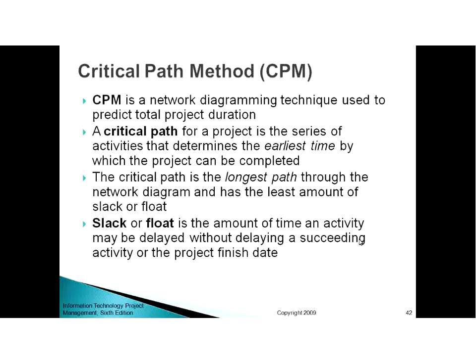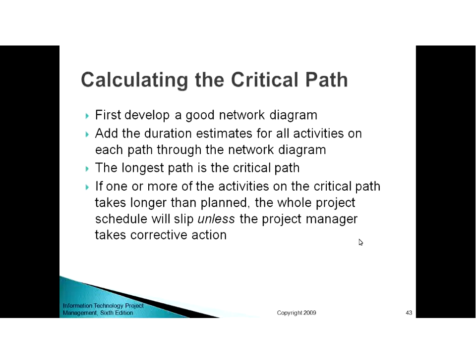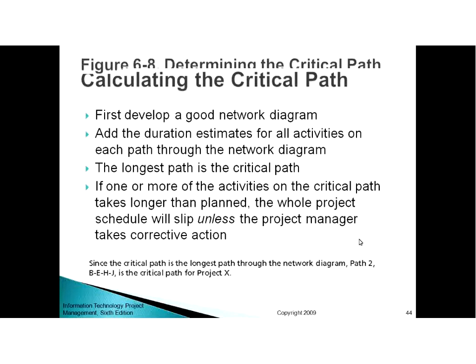Float is the amount of time the activity can be delayed without delaying the succeeding activity or the project finish date. Now how do we calculate the critical path? We first develop a network diagram, then add the duration estimate for all activities. The longest path in your network diagram is the critical path. If one or more activities on the critical path take longer than planned, then the whole project will be delayed.